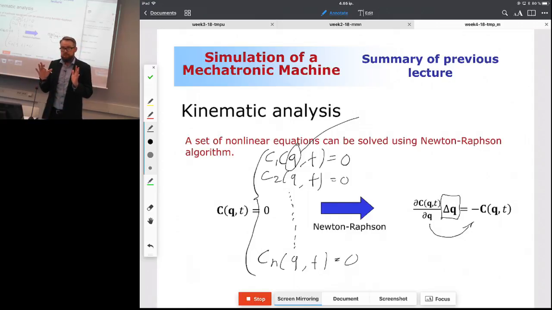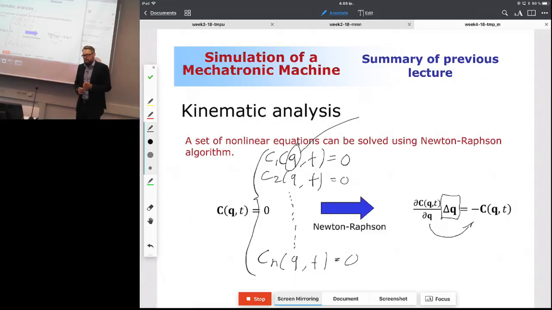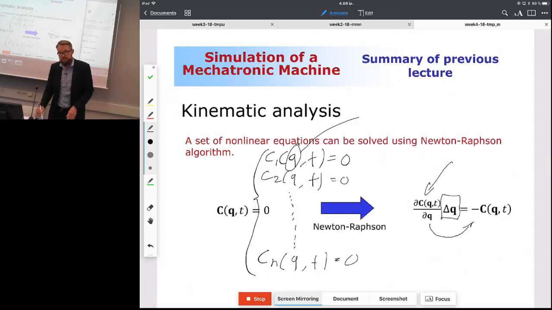But the notation that I'm using here is quite bad, because what are these components? They are not scalar components. This one here is a matrix, and this one here is a vector of constraint equations. So I have to have a matrix, and I have to invert the matrix. But what is this matrix, and how is that related to multibody dynamics? That's what we're going to look at next.